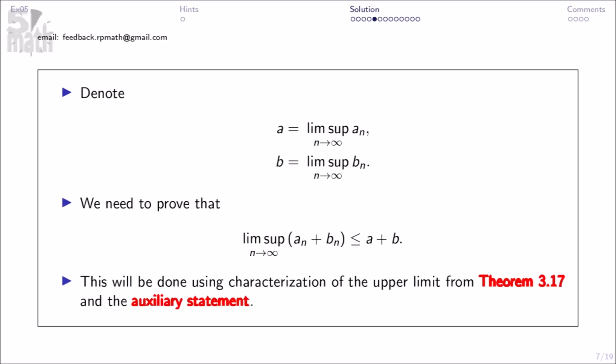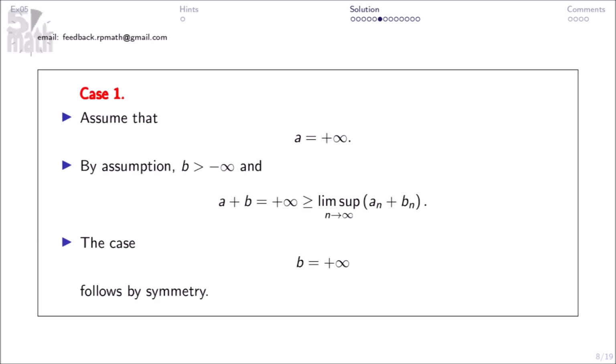Denote A equals this, B equals that. We need to prove that this. This will be done using characterization of the upper limit from Theorem 317 and the auxiliary statement. Case 1. Assume that A equals positive infinity. By assumption, B greater than negative infinity, and this. The case B equals positive infinity follows by symmetry.